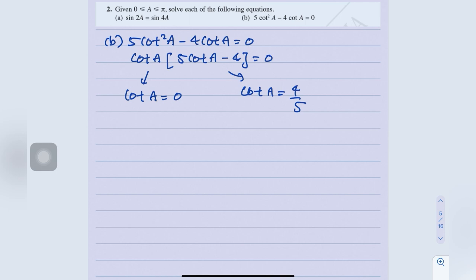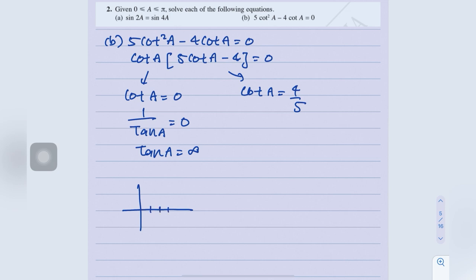Cotangent is 1 over tangent, so 1 over tangent A equals 0, so then tangent A equals 1 over 0, which is undefined. From the graph of tangent, undefined is at pi and 2 pi, so undefined is at 90 degrees and 270 degrees.